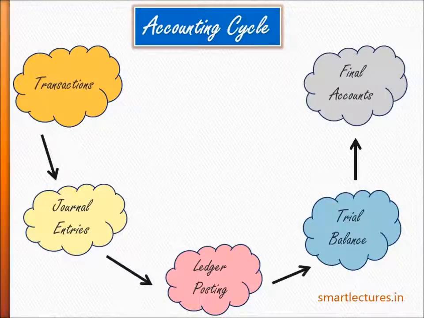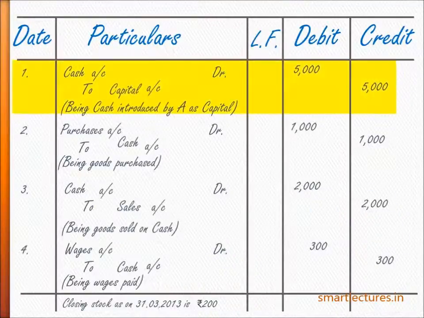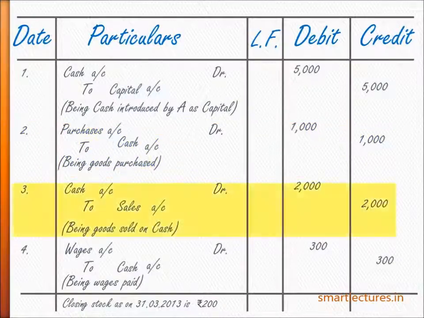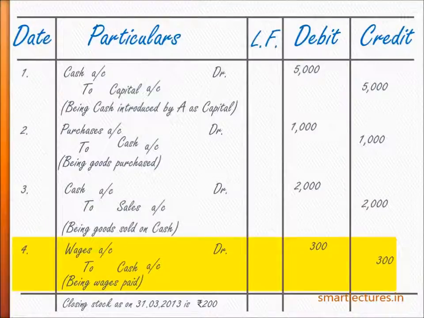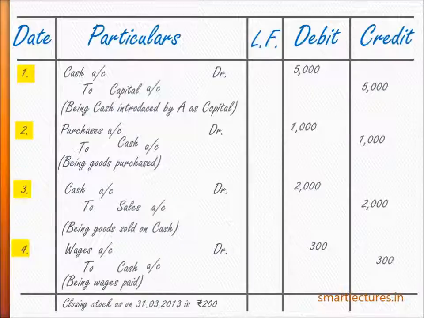So let's take the previous question. The journal entries are: cash account debit to capital account rupees 5,000, purchase account debit to cash account rupees 1,000, cash account debit to sales account rupees 2,000, wages account debit to cash rupees 300, closing stock 31st March 2013 rupees 200. So in this question, 4 journal entries have been made.